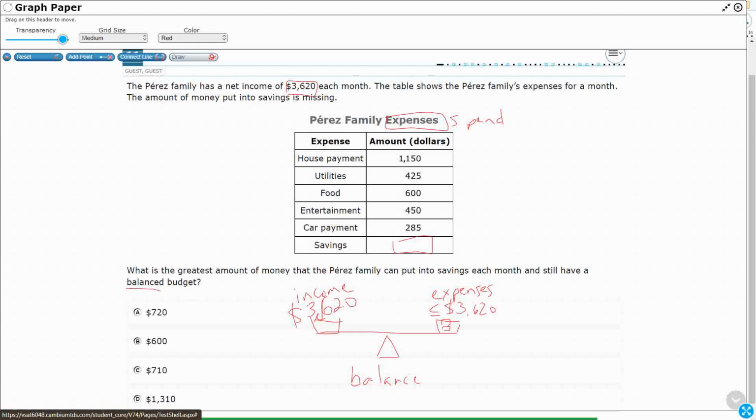So really what we need to think of is a big strip diagram here. So here is our total, 3,620. And we've got all of these parts. So we've got the 1,150, 425, the 600, the 450, the 285, and then what's that missing piece? What is the greatest amount of money? Because obviously you can put zero in savings, but what's the most you can put in without going over? So let's just add these up.